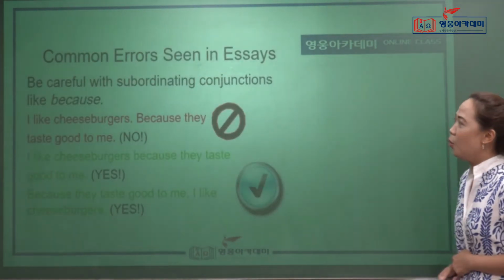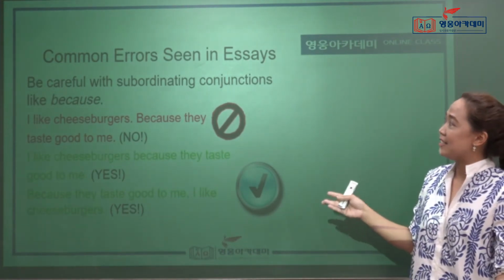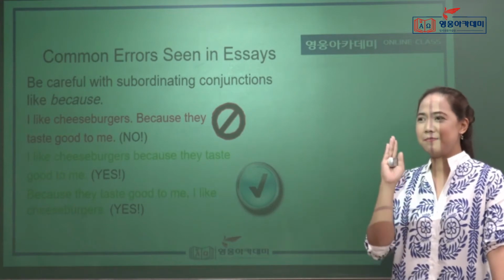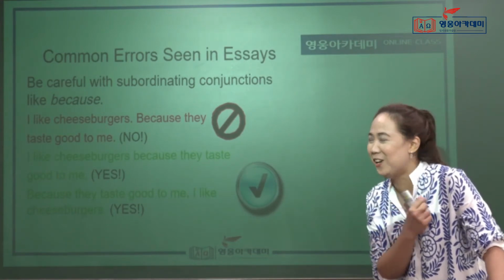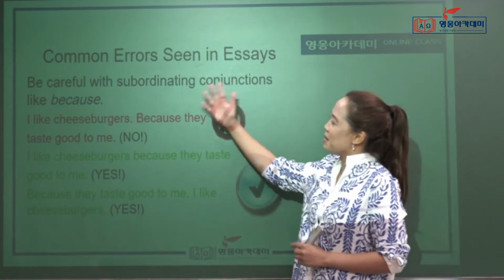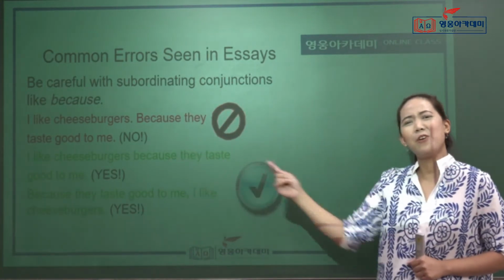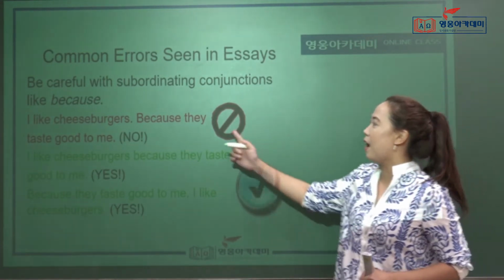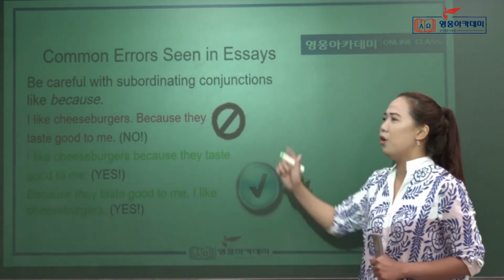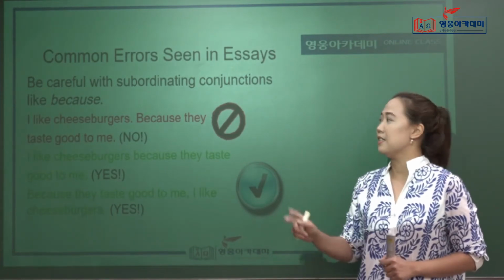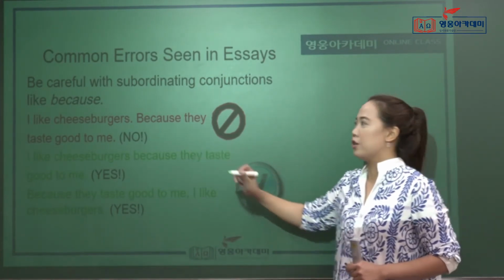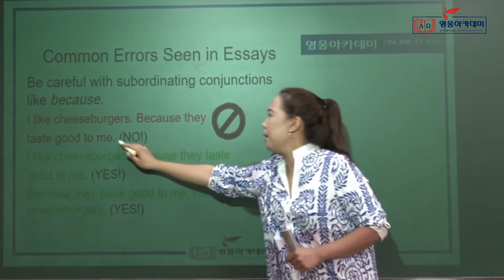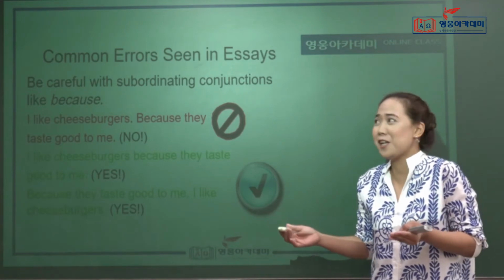Next. Okay, common errors seen in essays. This one I've seen so many times in some of your essays, all right? Okay, this conjunction because, I think it's very controversial. I don't know why. For some reason, many students use because and then they put a comma or they add one sentence like this one. I like cheeseburgers, period. Because they taste good to me, period. Hey, it's a conjunction, okay?